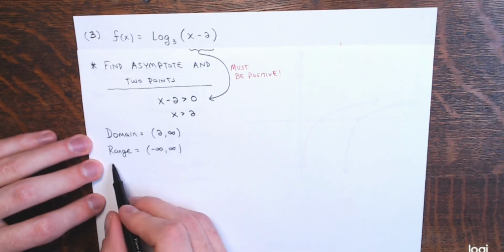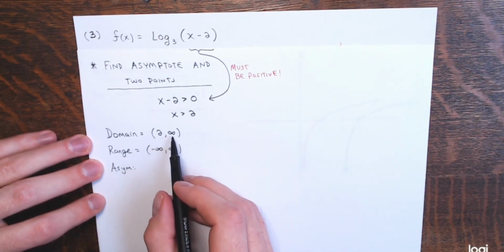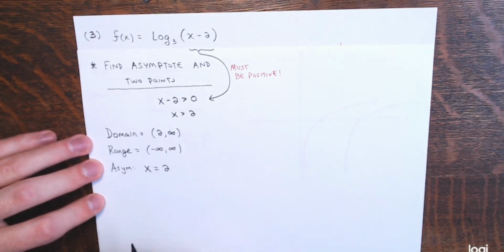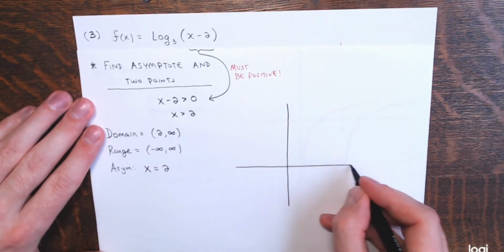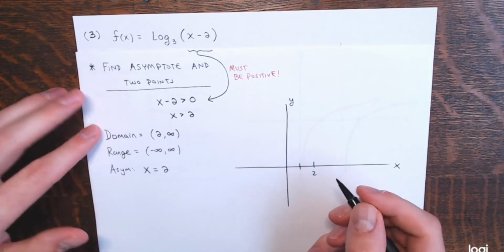And if you know the domain, you know the asymptote, right? If I can only plug in numbers greater than 2, then there's going to be a wall at x equals 2, an asymptote at x equals 2. Alright, so I do that, on my graph over here I make an asymptote at x equals 2, a vertical asymptote.